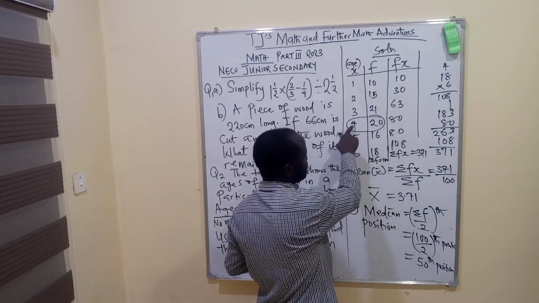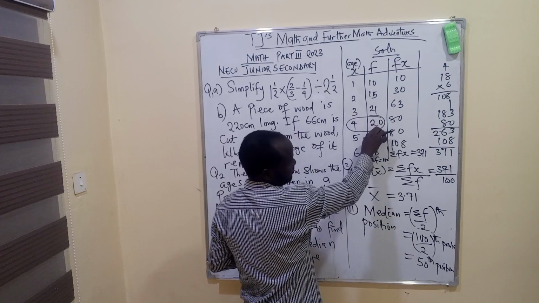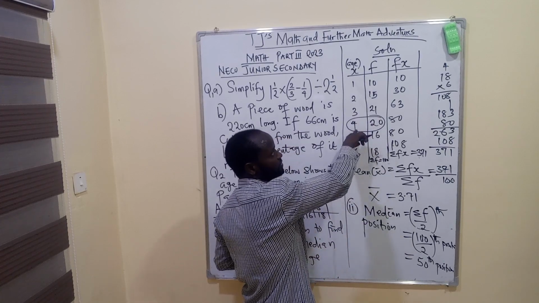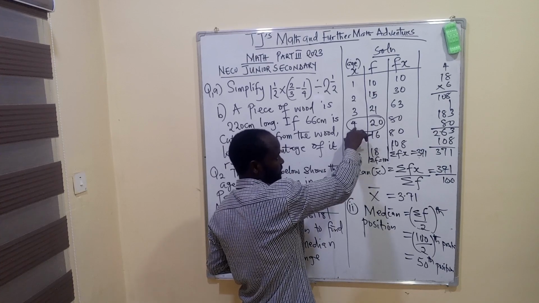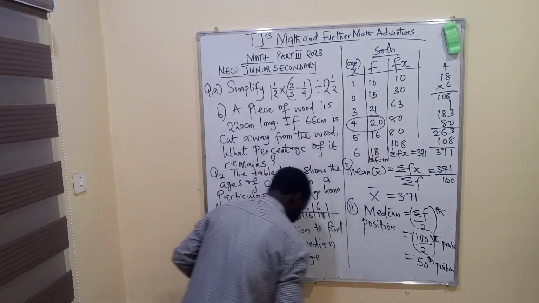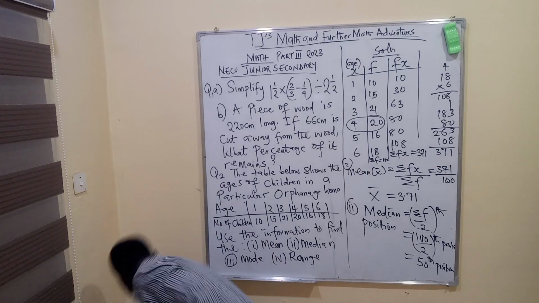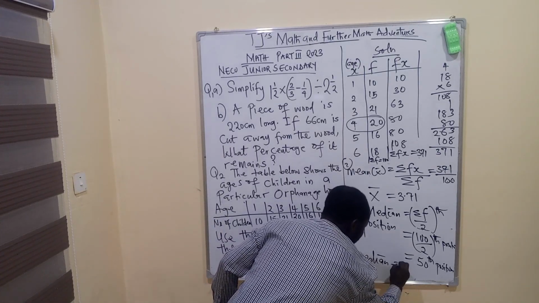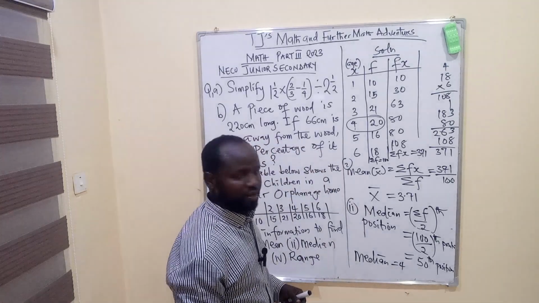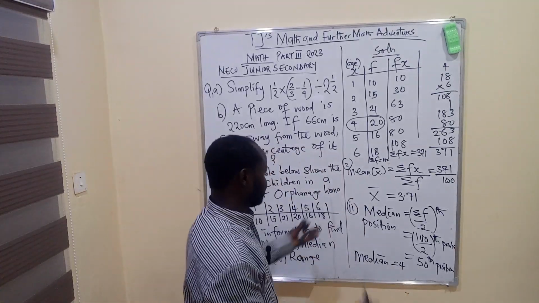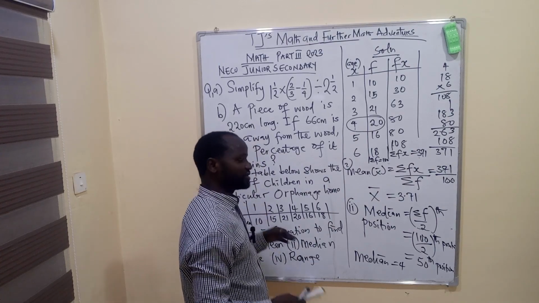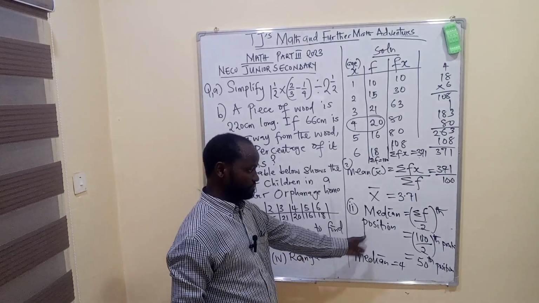So the median now will be the value corresponding to this frequency here, which is 4. So the median here is 4. So the median now is equal to 4. This is the easiest way of finding the median, because you can't say 1 appears 10 times, 2 appears 15 times, it will take time. So we have to use this method.